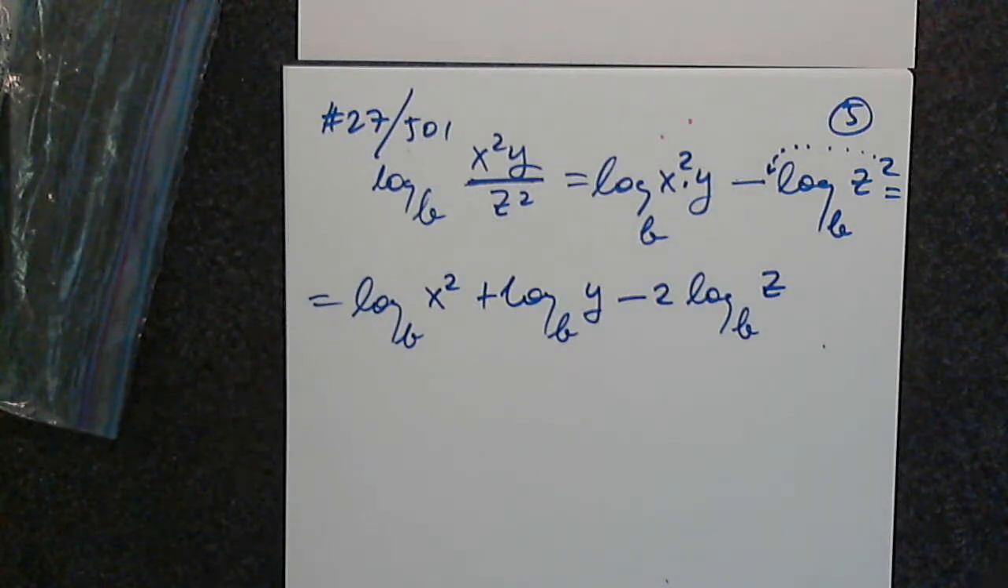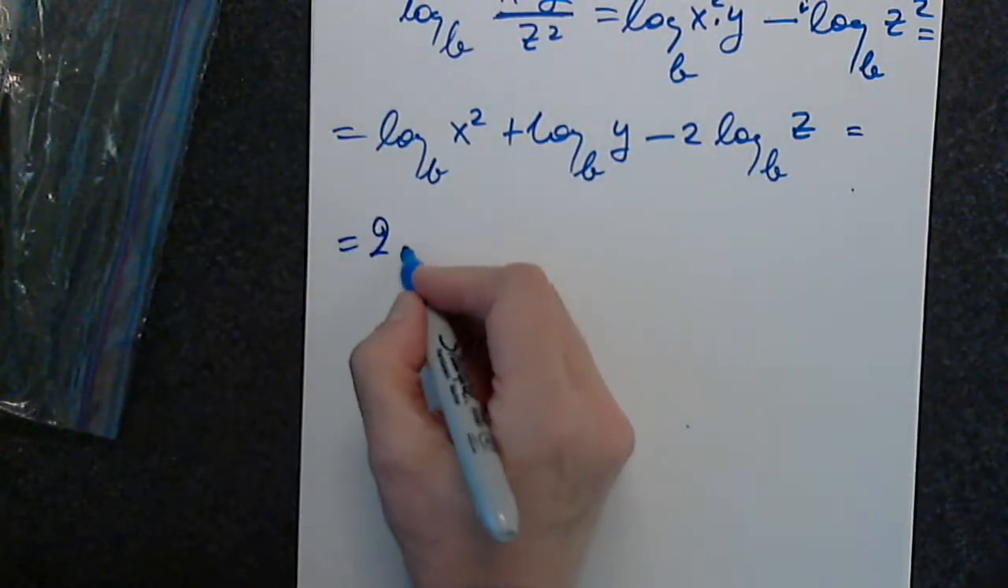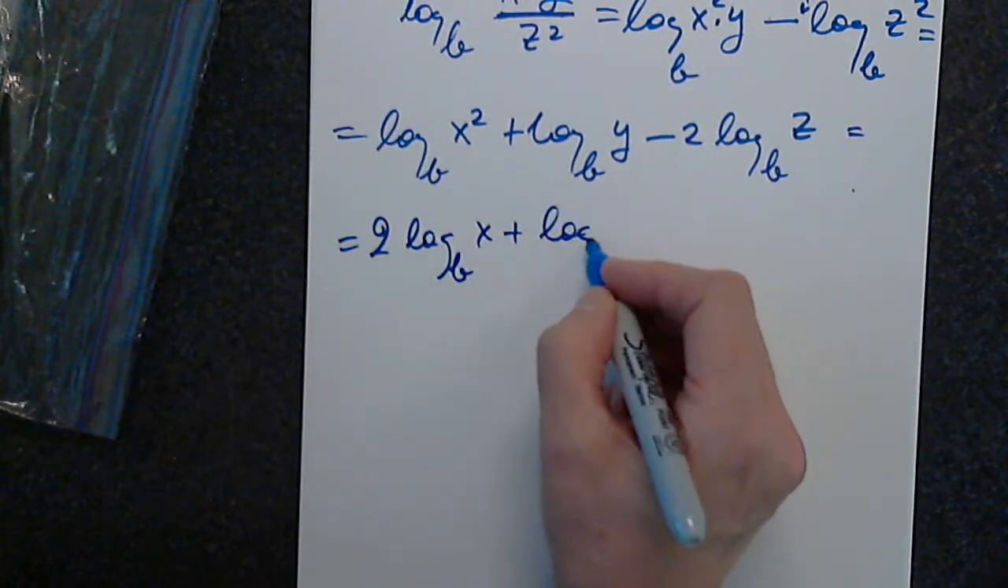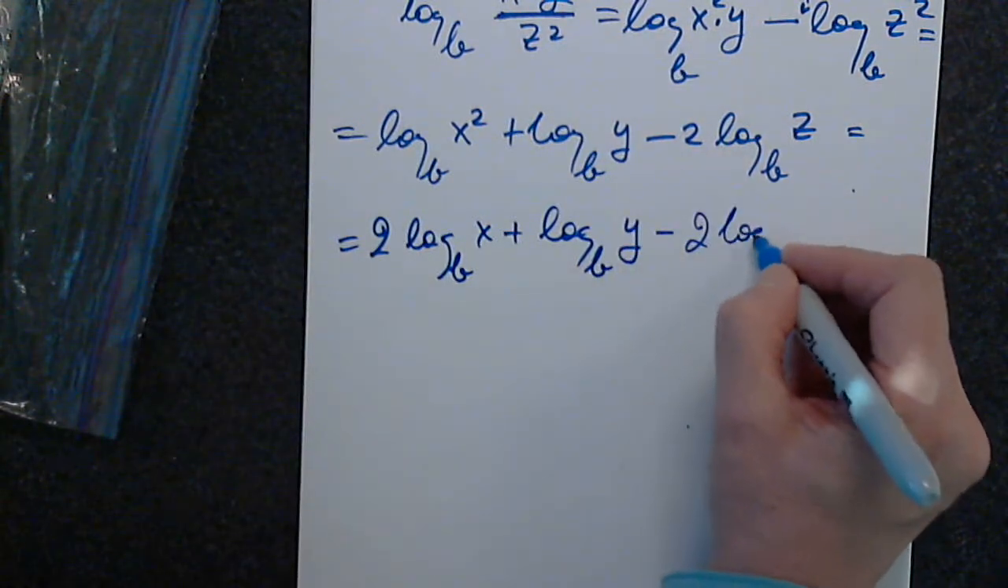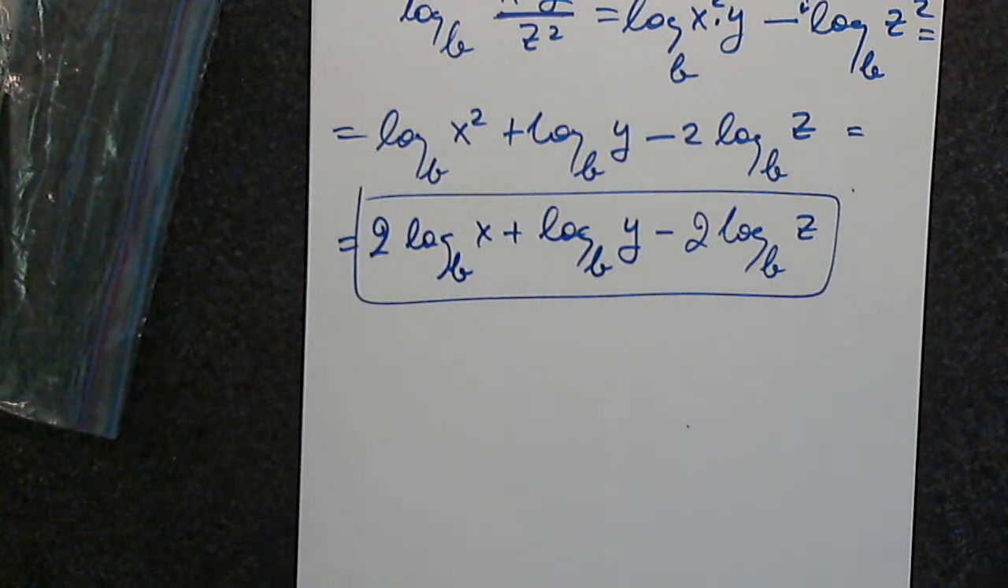There are 2 logs in here that do not need attention. Number 1, number 2, or number 3? 2, 3. 2 and 3. They're done. There is no other property I can apply. But the first one, on the first one I can apply one more property, which is, right, the power rule. Very good. So 2 log base b of x plus log base b of y minus 2 log base b of z. And this is completely expanded. There are no more properties that I can apply here. It's done. It's max expanded. So what did we accomplish?